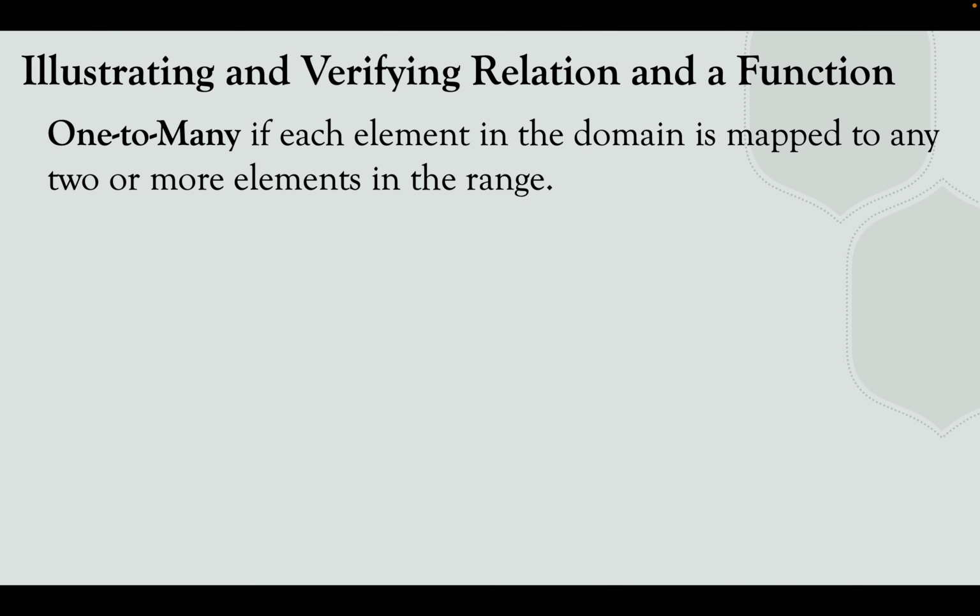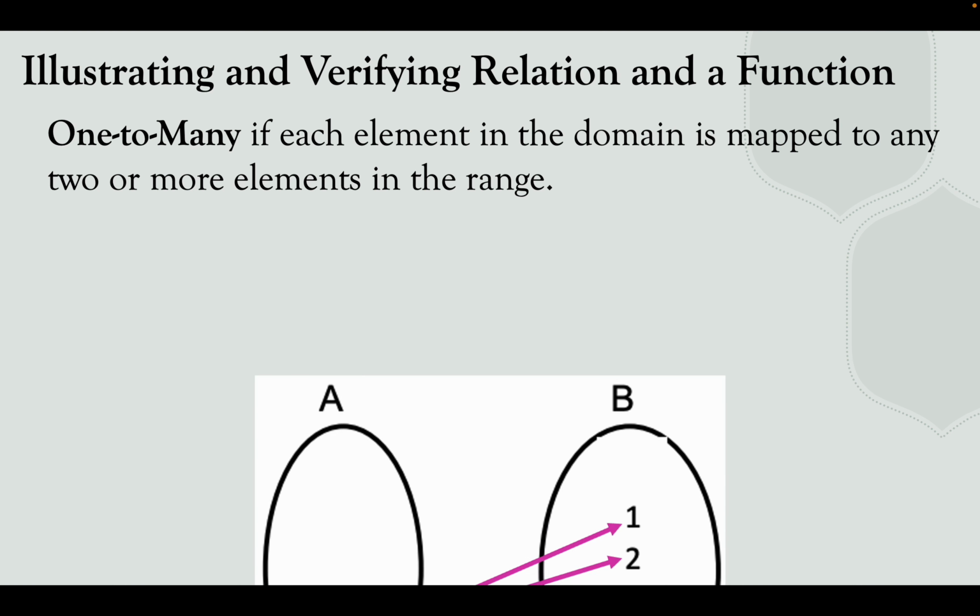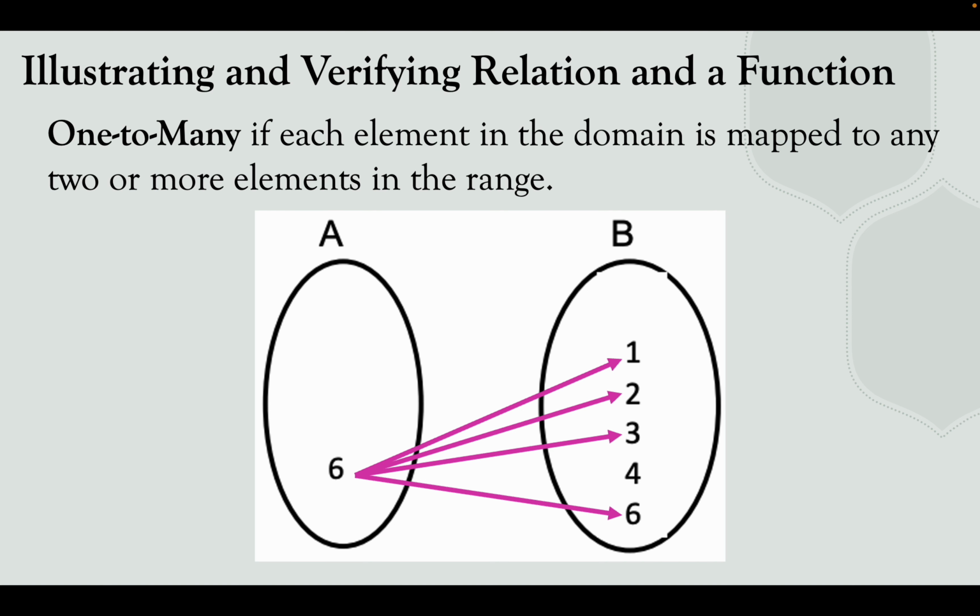Next, we have one to many. If each element of the domain is mapped to two or more elements in the range, that is a one to many relation. So we have here example number 3. Set A is the number 6, and set B is the factors of 6. The number 6 here is paired to 1, 2, 3, and 6. So one to many.